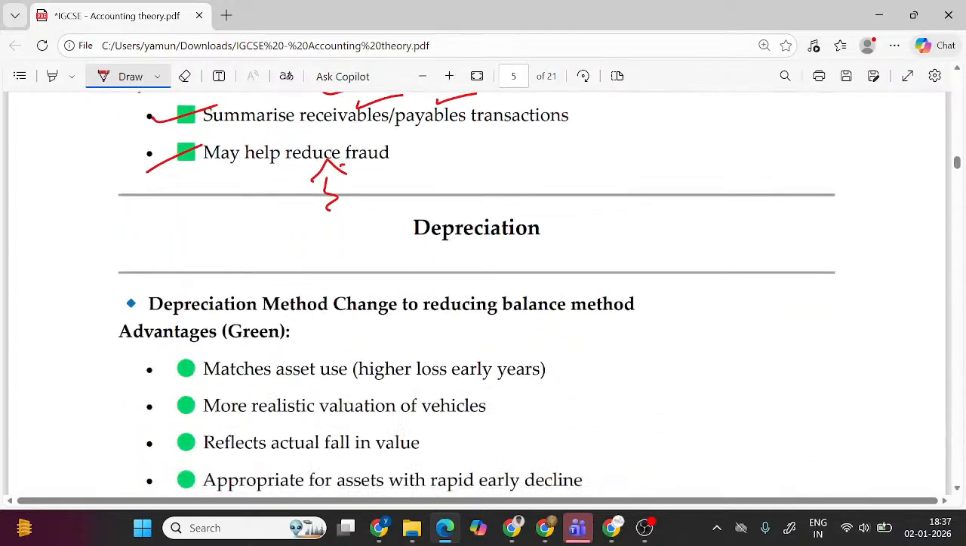Next content is on depreciation. Depreciation method change to reducing balance method.